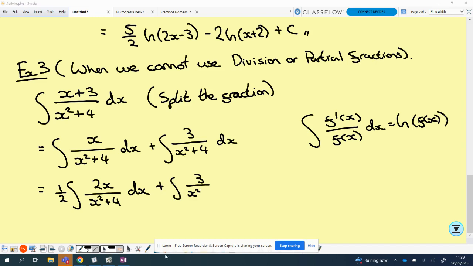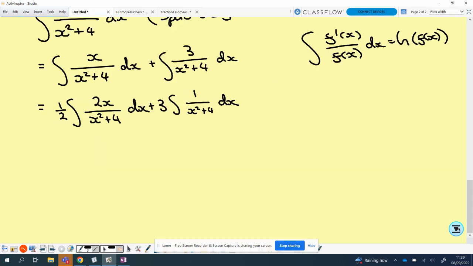What I'm actually going to do for that second one, just so I've got it ready, is take the 3 out of the front. So I've got it looking like that. First integral, I can now use the rule that I wrote there on the right hand side. It's going to become a half of log of the f of x function, which is the denominator, so that's x squared plus 4. So that's the first one integrated.